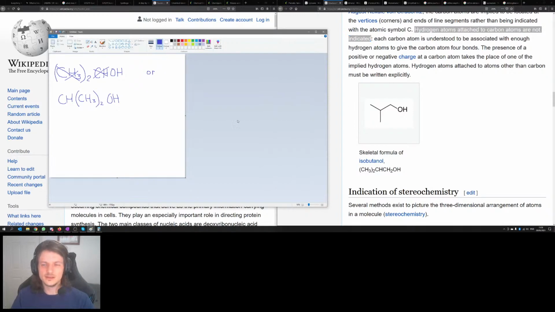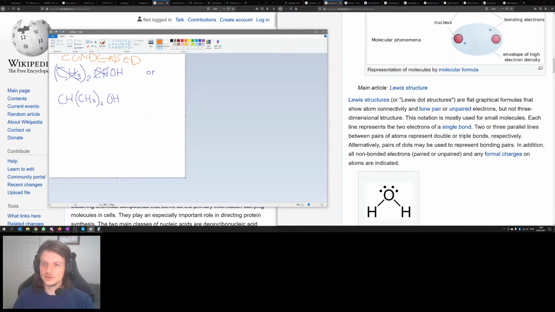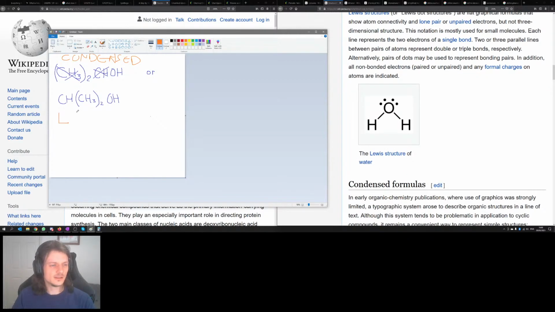So let's take... Wait, what was this one again? Condensed formulas. Condensed. Oh, let's give this another color. Condensed. And this one, which I quite like, is the Lewis structure. Oh, actually, let's see if I can rewind a bit, because I think I've got it written here already. Undo all the things. Ah, I can't get to it. That's a shame. Fine, condensed. Lewis structure.